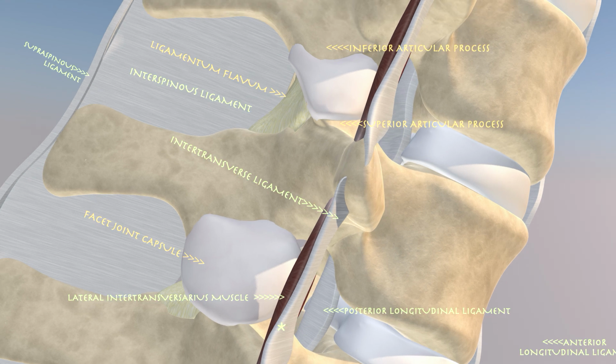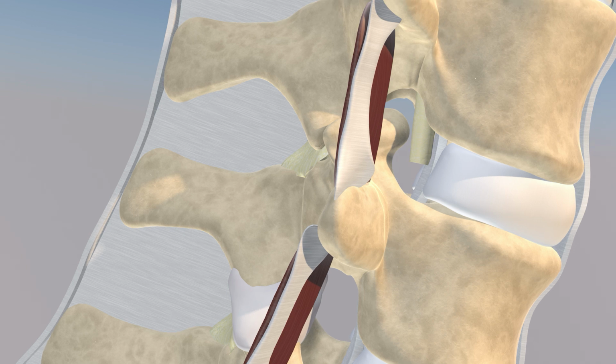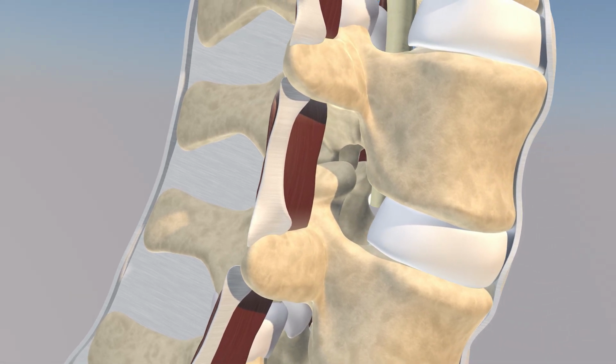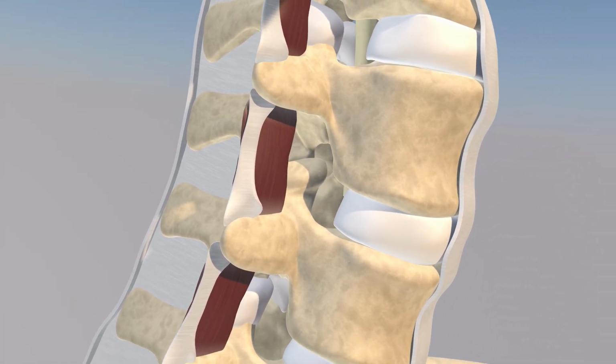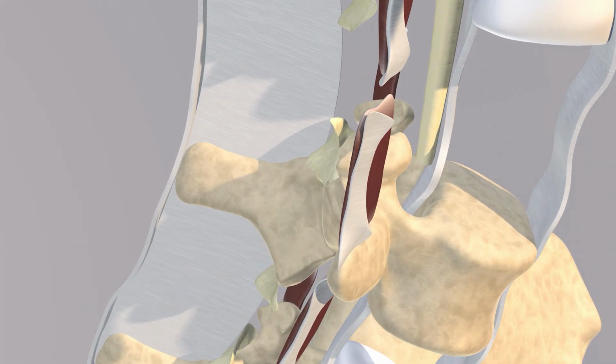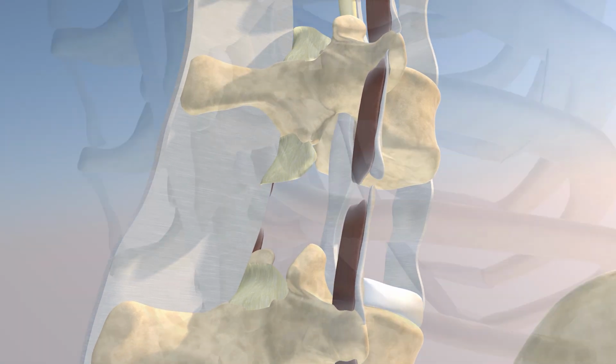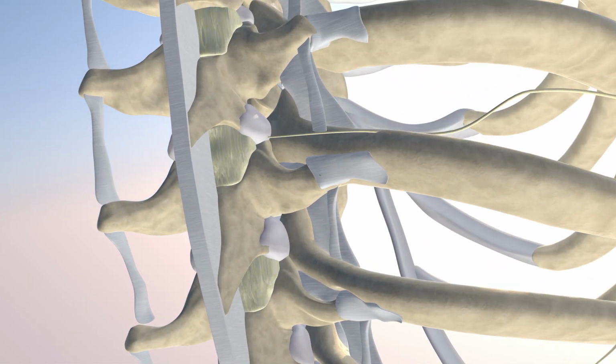Again, you can appreciate the intertransverse ligaments as well as the lateral intertransversalis muscles. Now we're moving up the spine. You can see the end of the spinal cord, otherwise known as the conus medullaris, and not depicted here is the cauda equina. Here is one of the vertebral bodies removed. You can appreciate the end plates of the vertebral bodies.